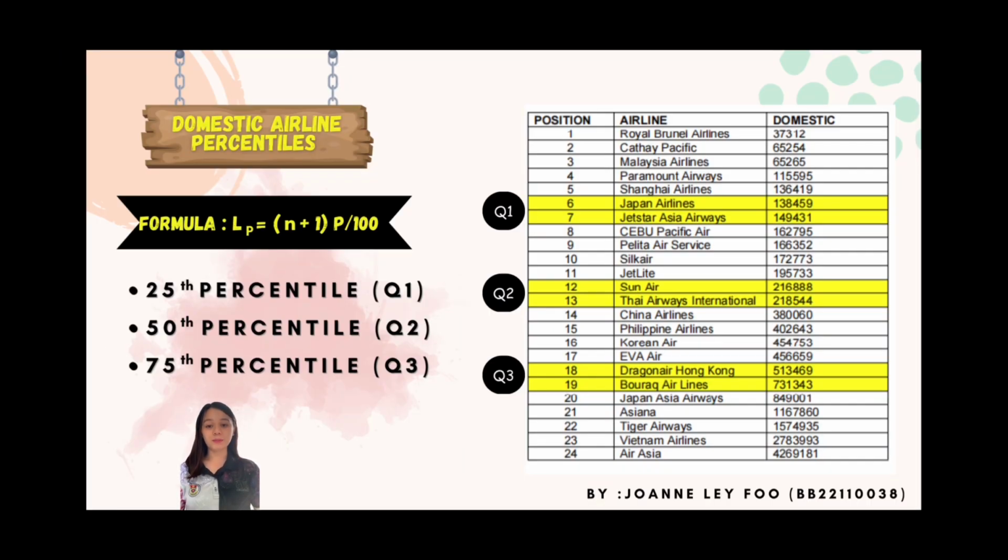So today I will be presenting part 3, which is to calculate percentiles and construct a box plot for each dataset. Firstly, the domestic airline percentiles. We have to arrange the data in ascending order. The formula here helps us to calculate the first, second and third quartiles.